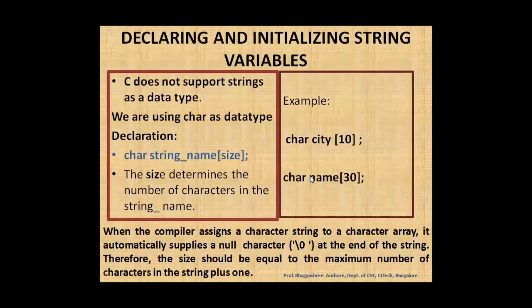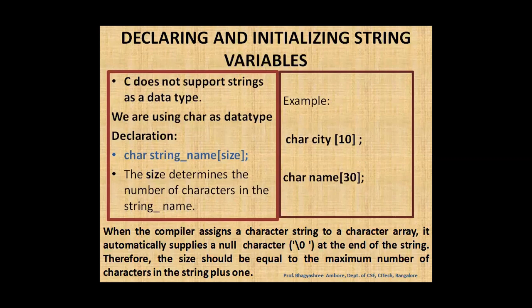Now, how to declare this string constant? C doesn't support any data type by the name string. So for string or character purposes, we have the data type char. Whenever you want to declare a string, you have to use the char data type. It's very simple. First you use the char data type, then the name of the string, and how many characters are there in the string.